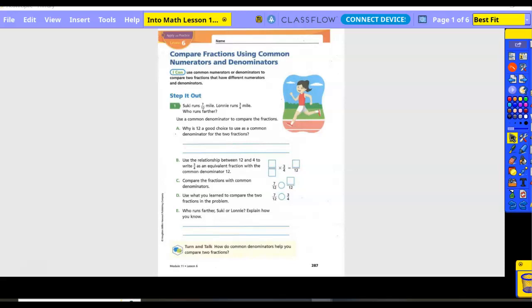Number one, he runs 7/12 of a mile. Lonnie runs 3/4 of a mile. Who runs farther? Okay, so they want us to use a common denominator to compare the fractions. So they said 12 would be a good choice to use as a common denominator. Why would that be a good choice for the two fractions? Because 12. Is 12 a multiple of 4? Yeah. Okay.